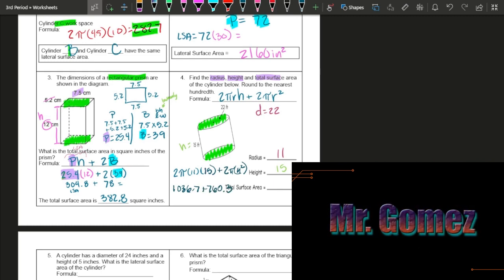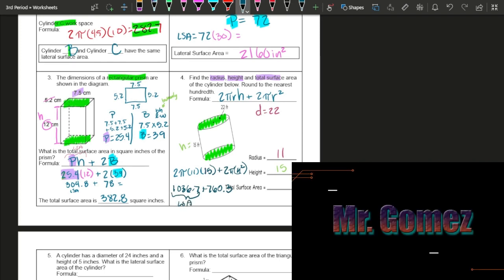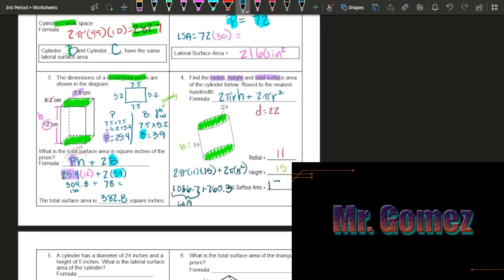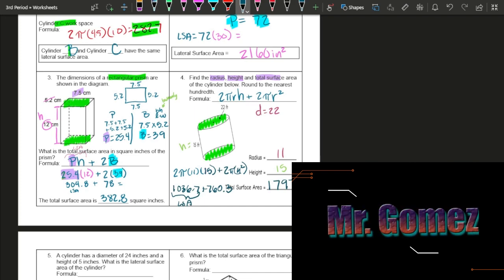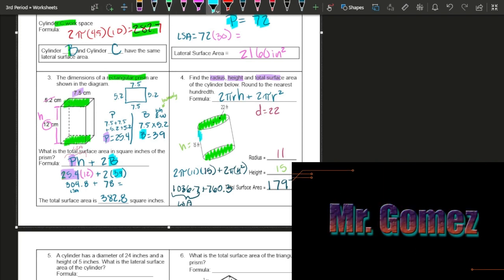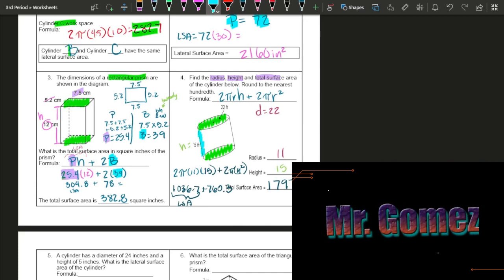Now, if you use the lateral, this right here will be the lateral surface area. But since we want the total, 760.3 plus 1036.7 is going to give me a total surface area of 1,797 feet squared. Any questions on this one? Again, they give you the diameter, divide that by 2, and you get your radius. The height is going to be the distance between the two bases, and then plug everything into the formula.